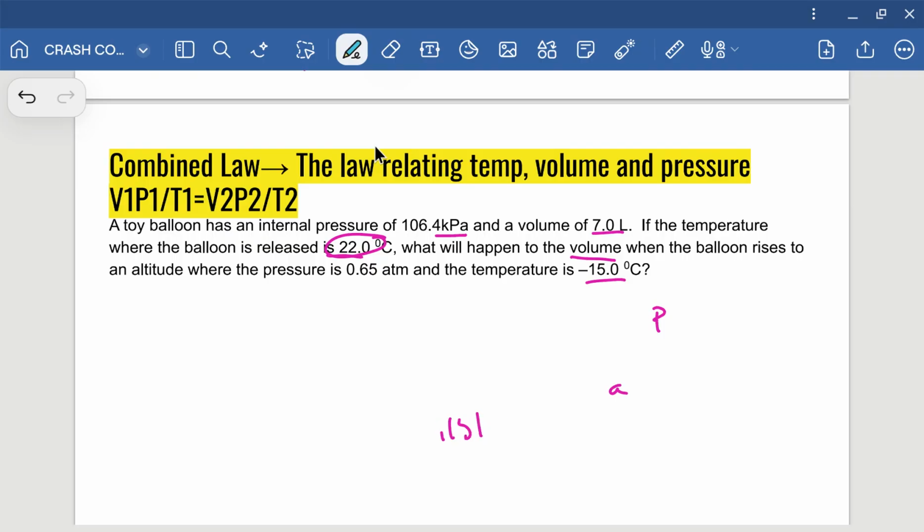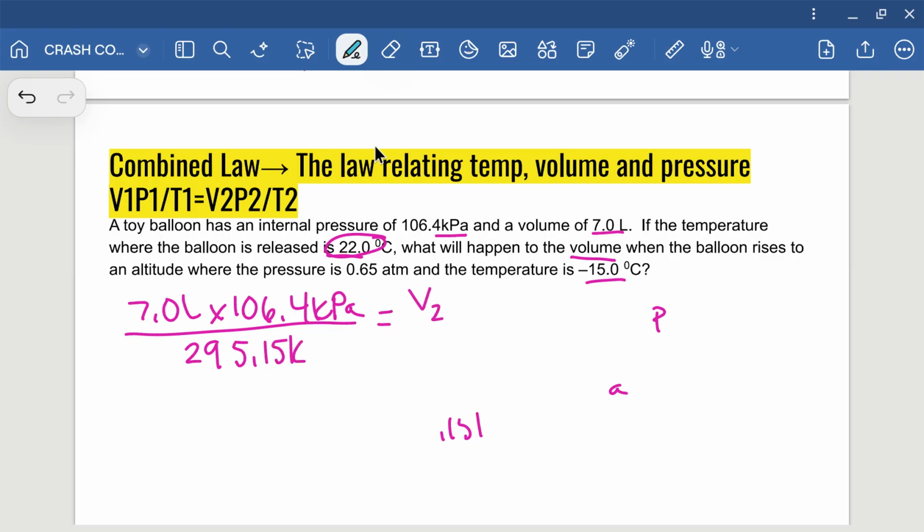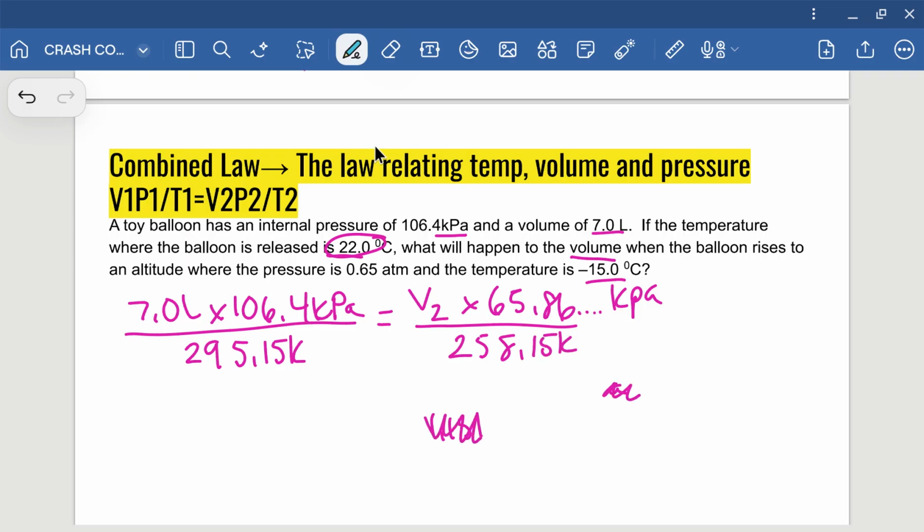So I'll have 7.0 liters times 106.4 kPa divided by 295.15 Kelvin, and that's going to equal the second volume times 65.86, and again, that number should still be in your calculator, kPa, divided by 258.15 Kelvin. So if you can get to this point, then just know how to do the math involved.